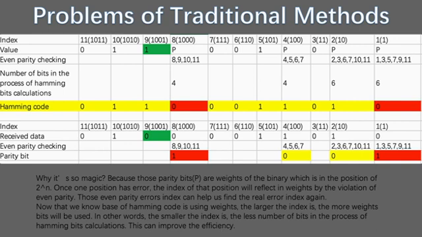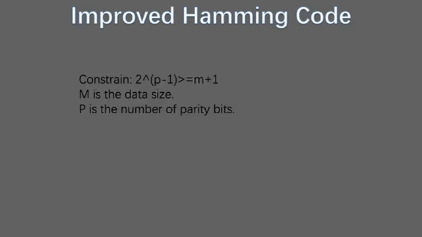Based on this analysis, I propose a new improved Hamming code. Now also let's see the constraint. The constraint of the improved version is 2 power p minus 1 should be larger than or equal to m plus 1. Here m is the data size, and p is the number of parity bits. Also, I will explain why the formula looks like this.